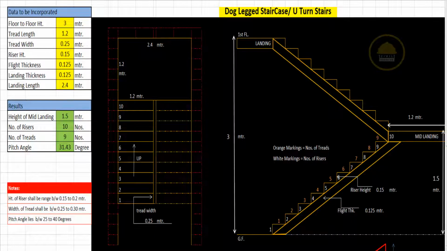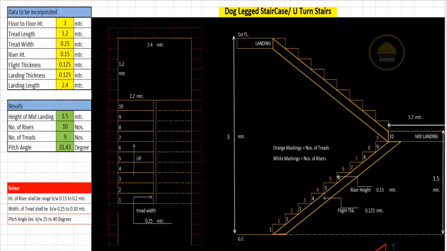In this video we are going to discuss how we can estimate the number of risers or treads in a dogleg or half U-turn stairs. It is very difficult when you are doing a job in the construction field, especially for fresher engineers or construction workers, to decide how many steps, treads or risers are required for a specific staircase.